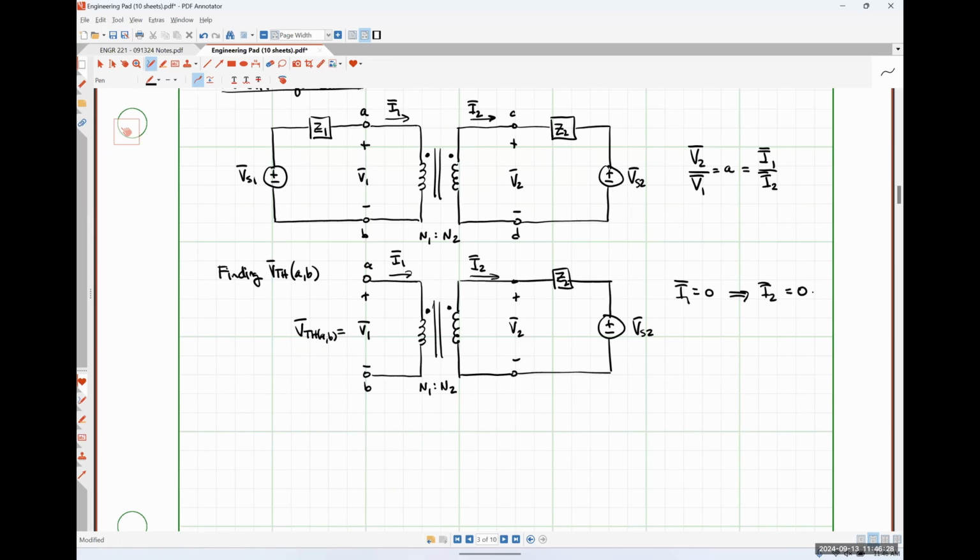All right, so if our secondary current is 0, what is our induced voltage V2? VS2. So there is no drop across this impedance Z2 because there is no current flowing through it. So Kirchhoff's voltage law tells us that V2 is equal to VS2. Are we okay with that?